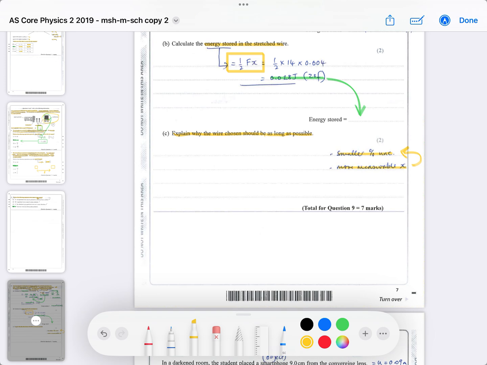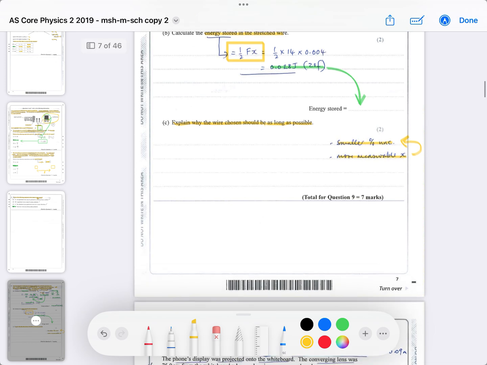Okay, so we'll have a look at the mark scheme at the end, because the way I've done this PDF is the mark scheme's right at the back of the paper. Okay, so that's 7 marks.